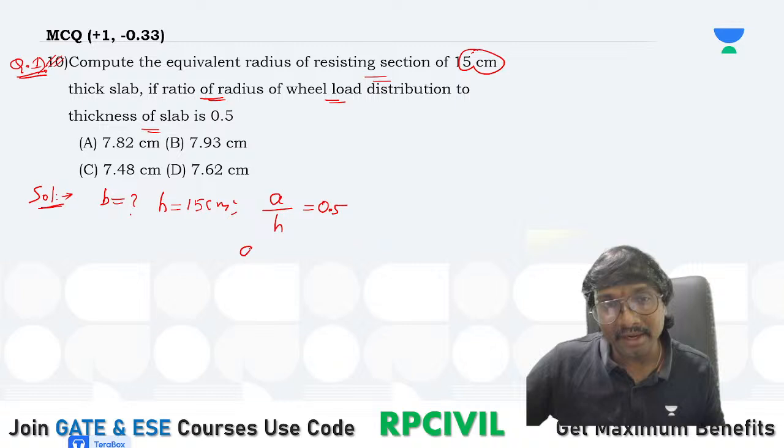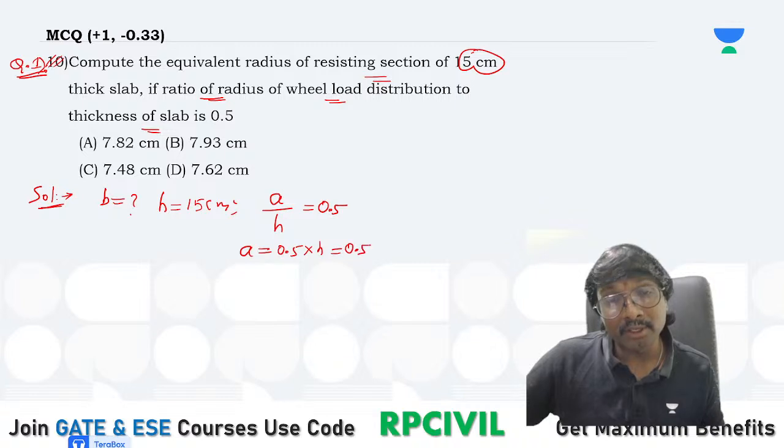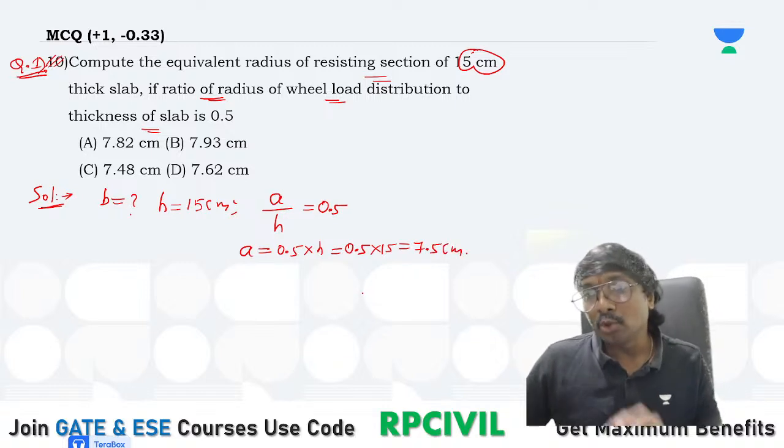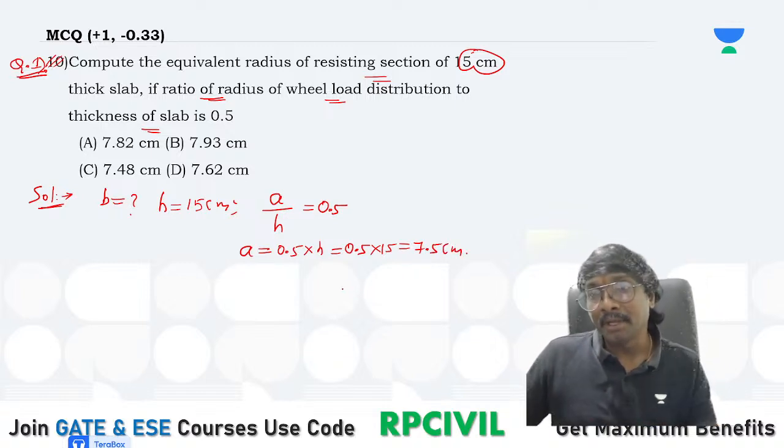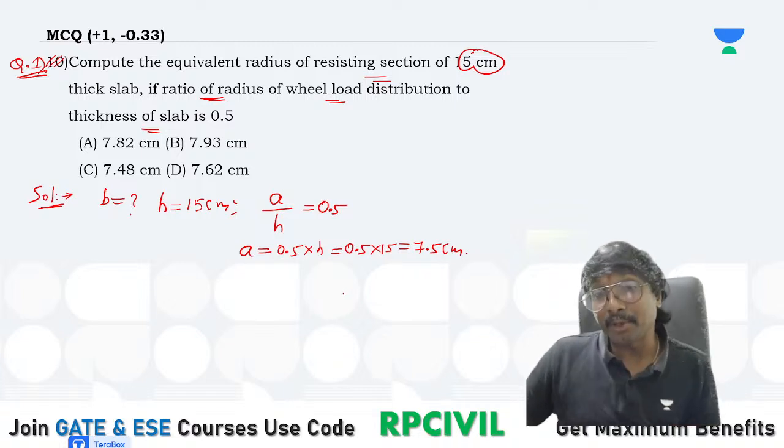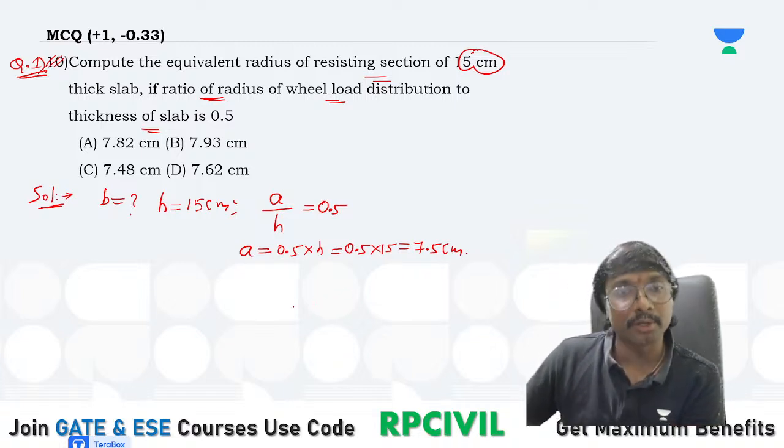what is the a value you are having? That is 0.5 into h. The thickness h is 15, so finally it comes to 7.5 centimeters. So the load will be distributed over a circular area of radius 7.5 centimeter.